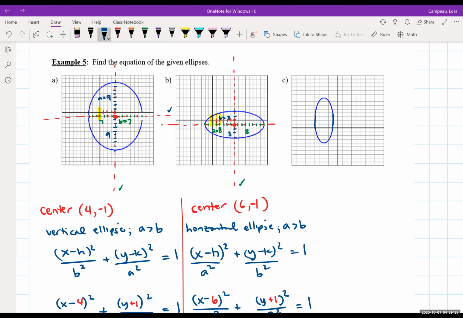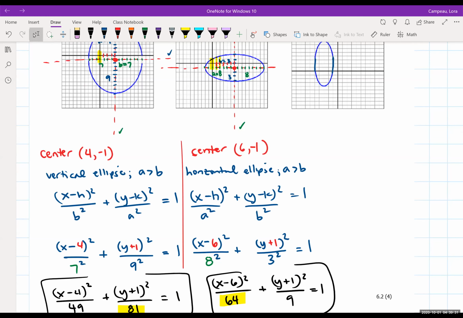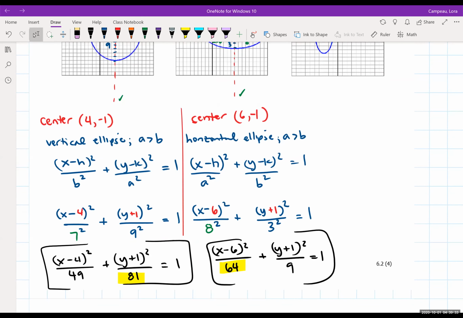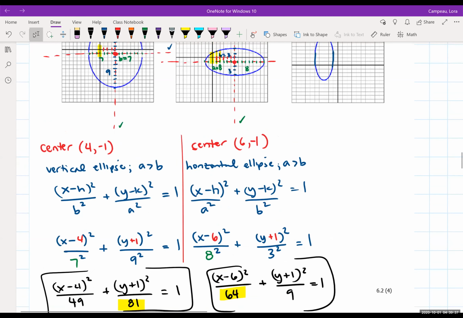So I hope this helps. Practice these a lot. It gives you good experience when you actually have to graph them from the equation. So I'll see you in the next example.